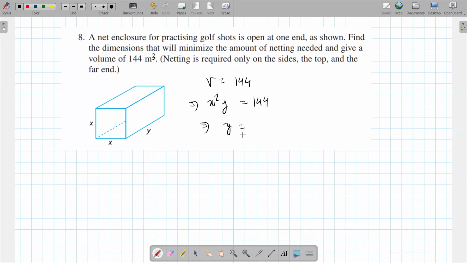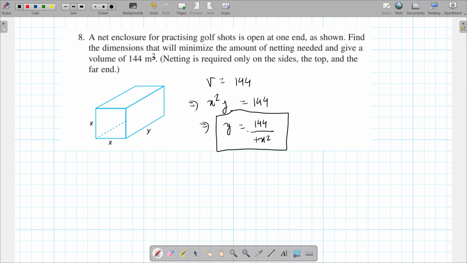It's 12? Good try, but no, it's not. It's 144 divided by x squared. It would have been 12 if the x squared wasn't there, but there's the x squared, so we don't know the precise value for y. And that is going to be our substituting term.